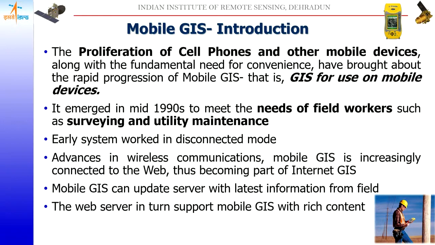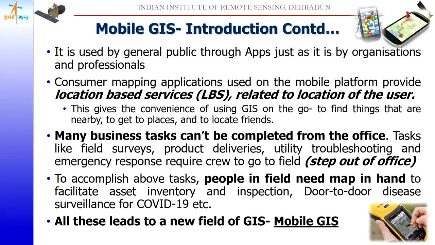Wireless internet is widely available. And the good thing about this mobile GIS application is that the datasets could be updated from the mobile web GIS based solutions. So you can get the rich content from the data, and also from the field the users can update that information. So this is the introduction about how mobile GIS is being used by various professionals and organizations.